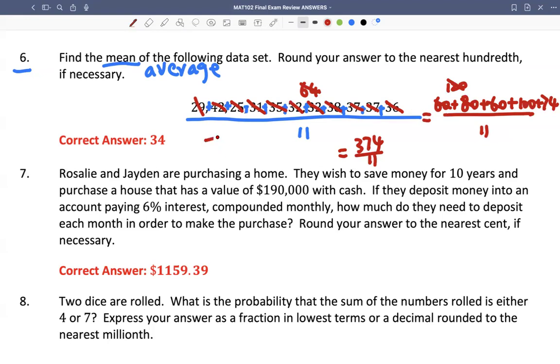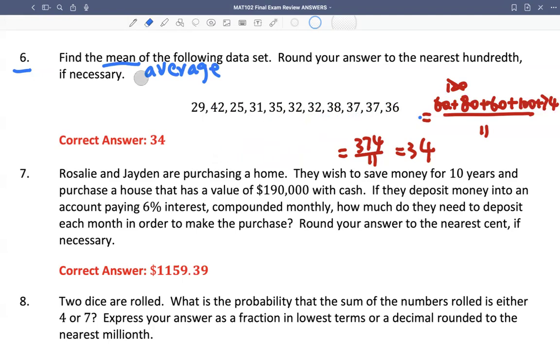Then 374 divided by 11, I can use long division. That's 3, 33, then 44. Wow, I get a beautiful number, 34. That's it. That's the mean of this data set. Which means there's an average. So 34 is the average of these numbers.